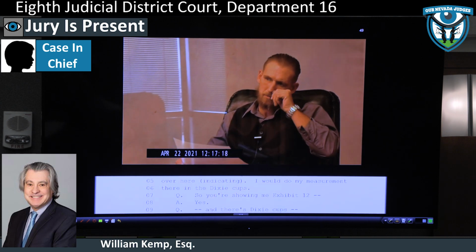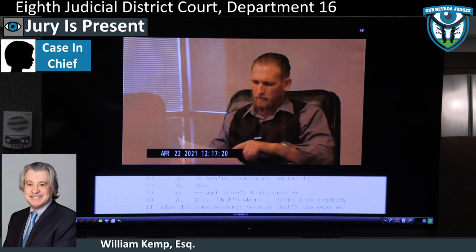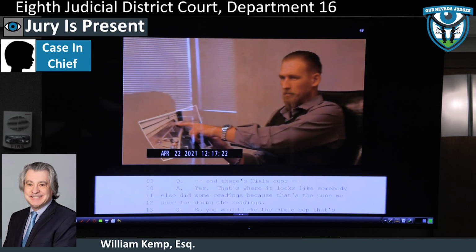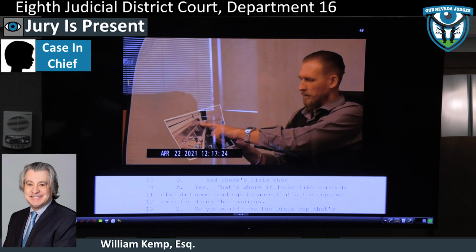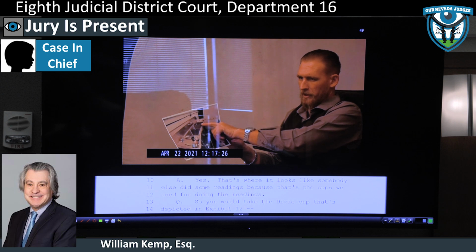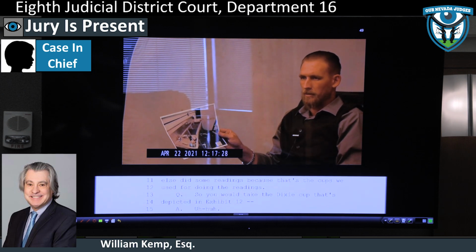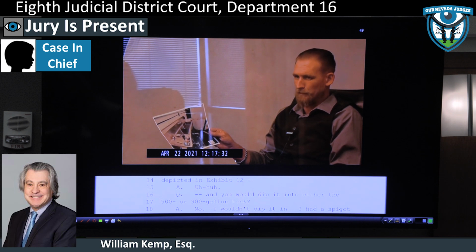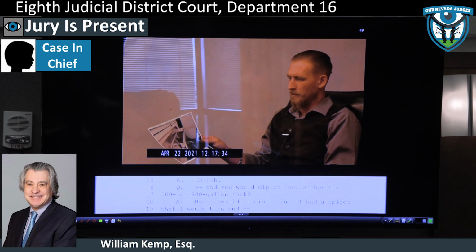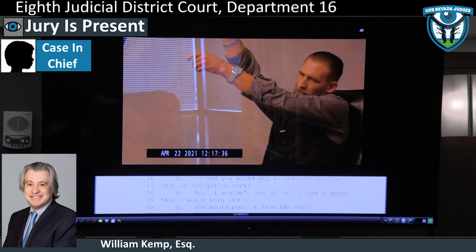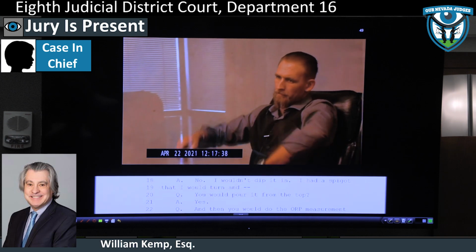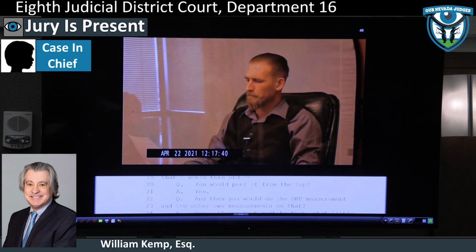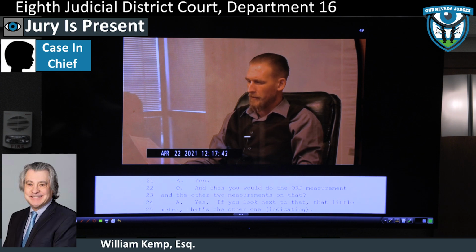So you're showing me Exhibit 12, and there's Dixie cups. Yes. That's where it looks like somebody else did some readings, because that's the cups we use for doing the readings. So you would take the Dixie cup that's depicted in Exhibit 12, and you dip it into either the 500 or the 900 gallon tank. No, I had a spigot that I would turn and it would pour out. Oh, you pull it from the top. Yes. Okay. And then you would do the ORP measurement and the other two measurements on that.